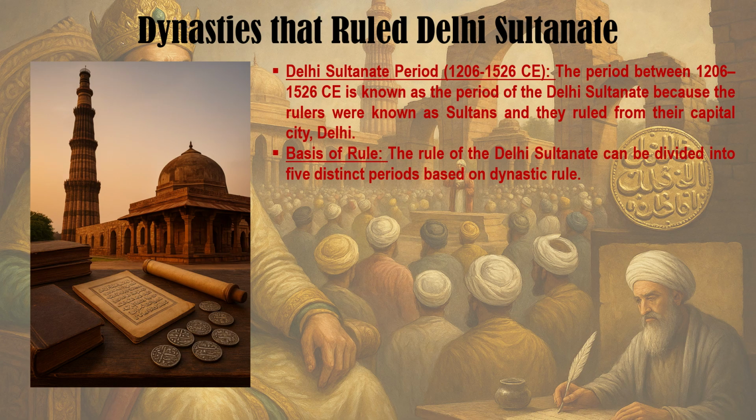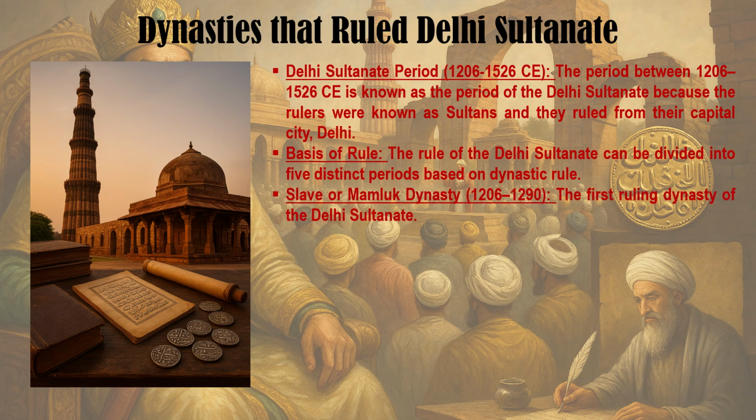Basis of rule. The rule of the Delhi Sultanate can be divided into five distinct periods based on dynastic rule. So there were five periods of the Delhi Sultanate. Five dynasties ruled over the northern part of India for a period of more than 300 years. What were those five dynasties? Here is a list. The slave or Mamluk dynasty was the first ruling dynasty of the Delhi Sultanate. They ruled from 1206 to 1290.